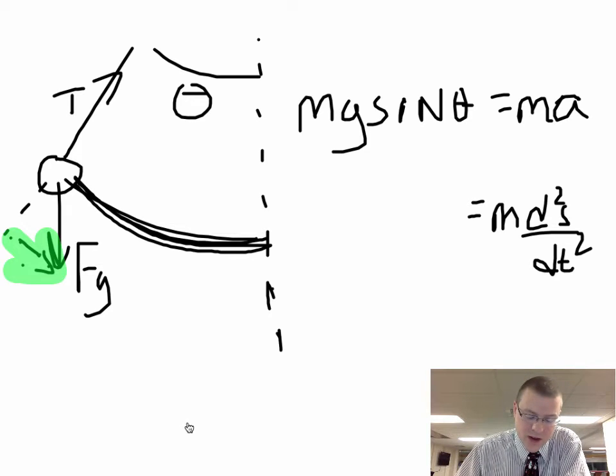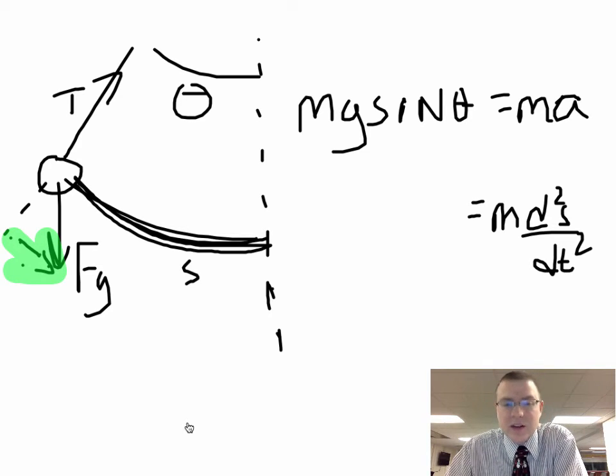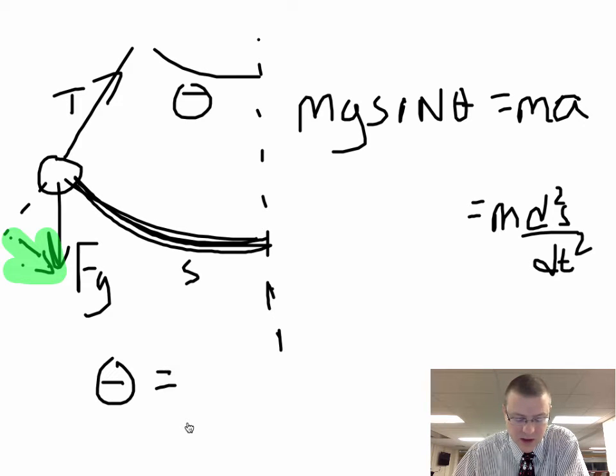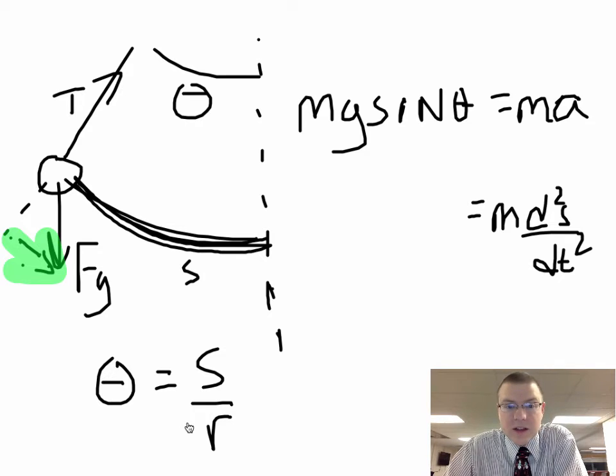So this bolded line here is our arc length, and as we sweep out that arc length, we know that we're also going to sweep out theta, and the relationship between theta and arc length is s over r. R in this case is going to be the length of the pendulum, so instead of s over r, I'm just going to write it as s over L.